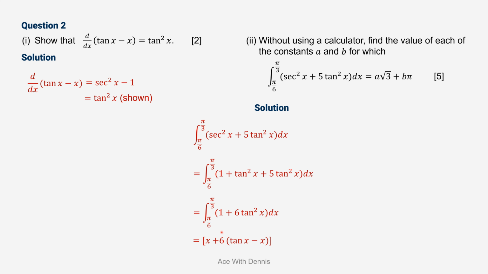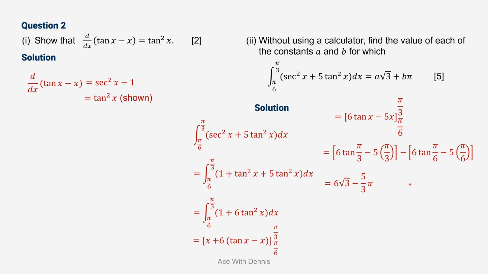Alright, so after that, we can integrate from pi over 6 to pi over 3. After that, we expand the bracket and simplify first, and that's where we get 6 tangent x minus 5x from pi over 6 to pi over 3. So now we can substitute pi over 3 and then minus the substitution of pi over 6.